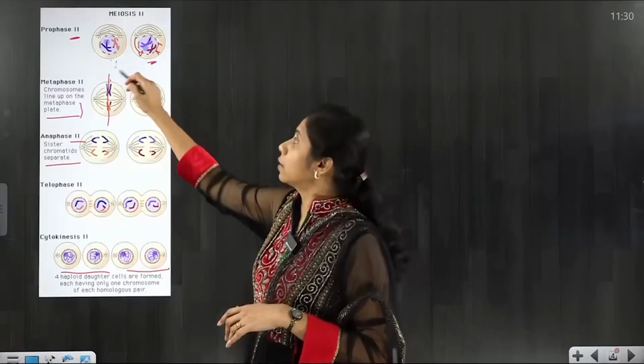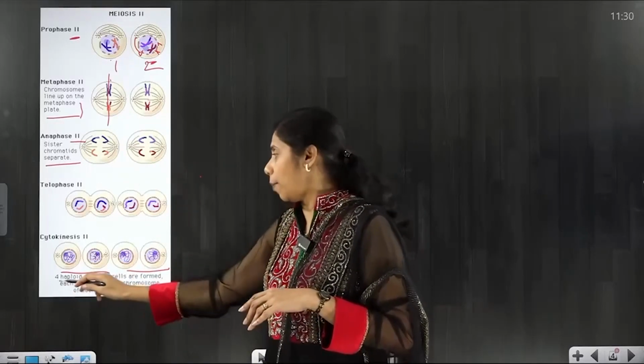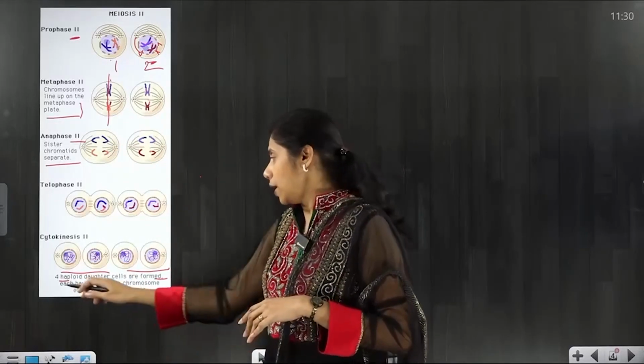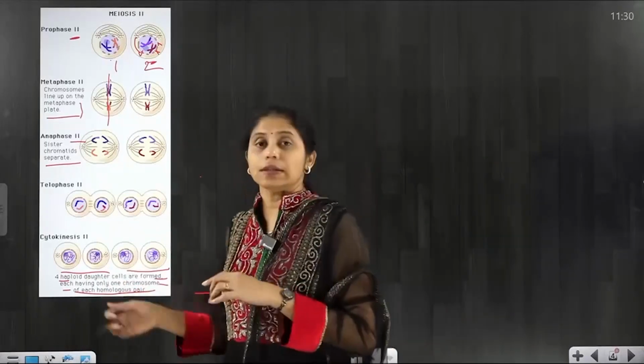That will divide this cell into two daughter cells, and this cell into two daughter cells. So we are starting meiosis-II with two cells, a dyad of cells, and each cell is forming two daughter cells, which are all haploid. 4 haploid cells are formed, each having only one chromosome of a homologous chromosome pair. Out of a bivalent, only one chromosome comes to each cell.